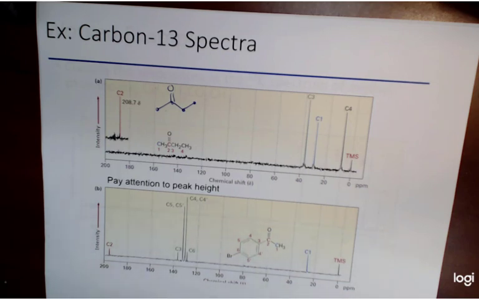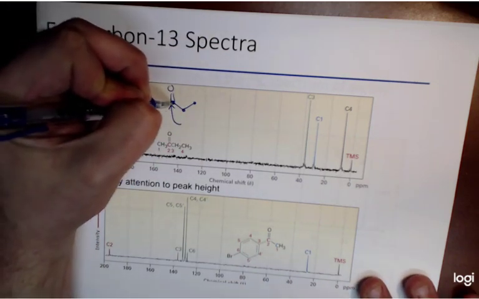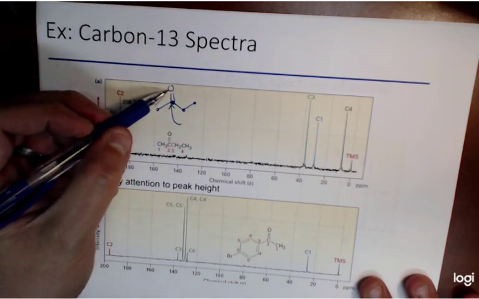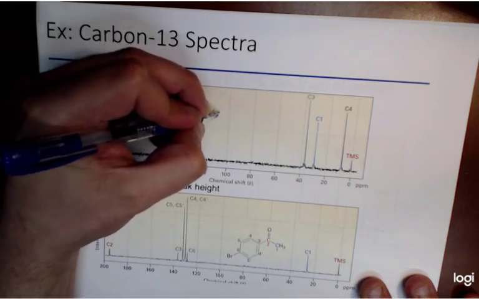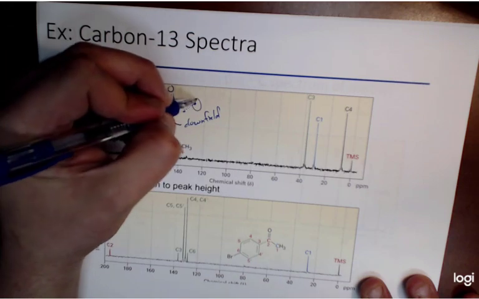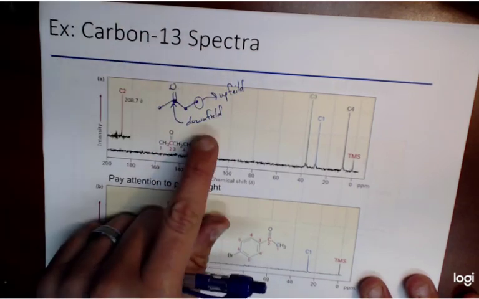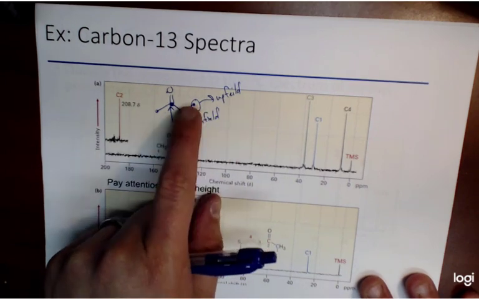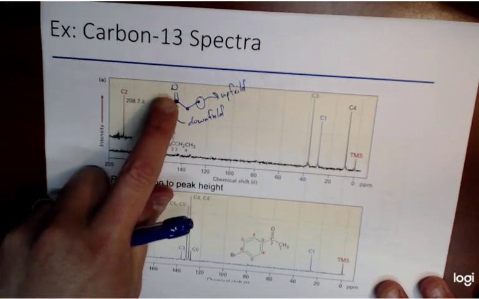We should also have a good idea of what's going to be the most downfield, what's going to be the most upfield. So for instance, that carbon is the one that is doubly bound to the oxygen, so it's going to be the most downfield, right? And this one's probably going to be the one that is the most upfield, and you should recognize that that carbon is going to be the most upfield because it is the farthest away from the carbonyl oxygen, right?